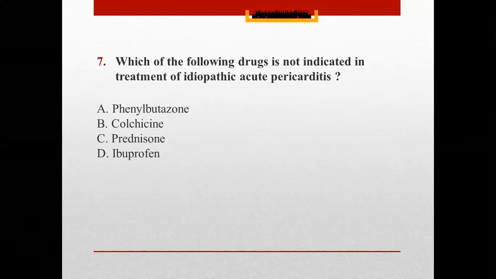So question number 7. Which of the following drugs is not indicated in treatment of idiopathic acute pericarditis? Phenylbutazone, colchicine, prednisone, or ibuprofen? So start answering, please.